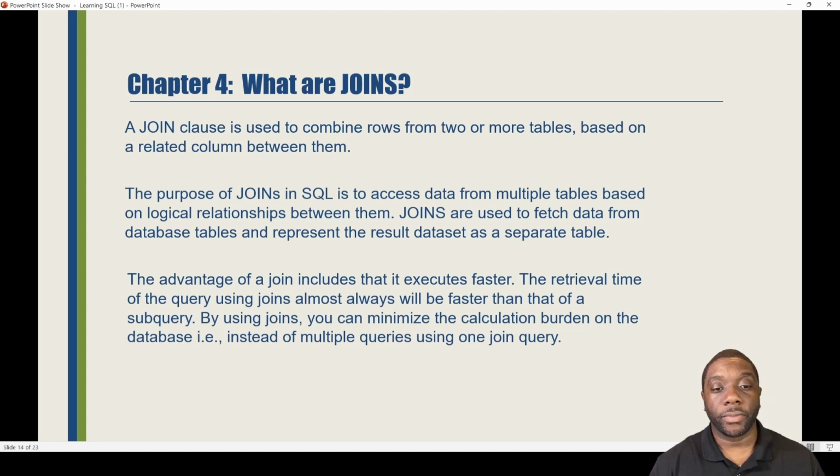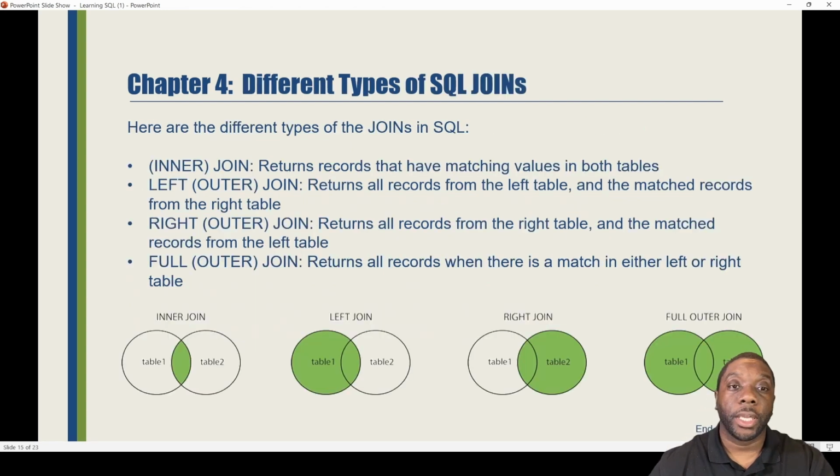The advantages of a join include that it executes faster, and the retrieval time of a query using joins will almost always be faster than that of a subquery. By using joins, you can minimize the calculation burden on the database, using one join query instead of multiple queries. Let's go ahead and get into the different types of joins.